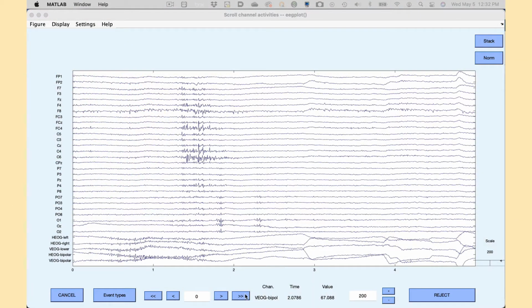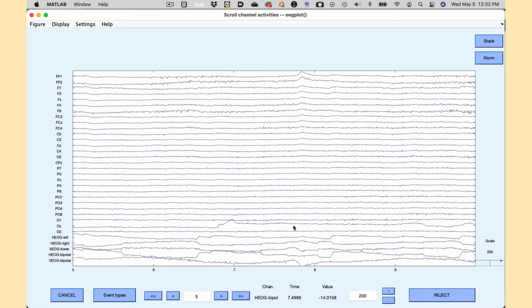Let's scroll 5 seconds, which is just one click. Things have generally gotten a little flatter, except that there are still lots of horizontal eye movements. You can also see some tonic EMG activity in these frontal channels. That's probably coming from the corrugator muscles of the forehead. If you see a lot of this while you're doing a recording, you can ask the participant to relax their forehead, and it will usually go away.